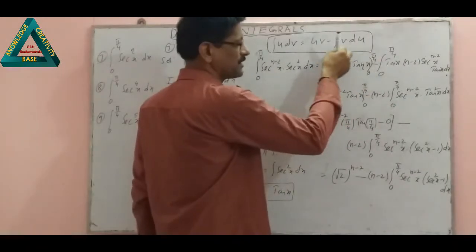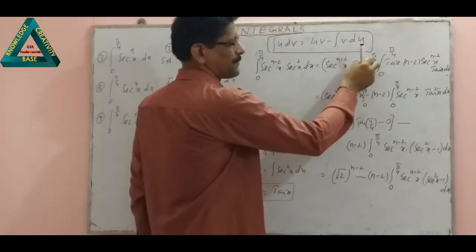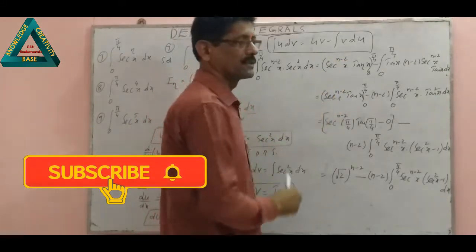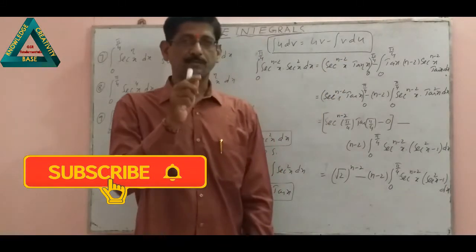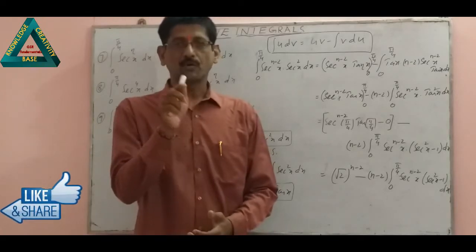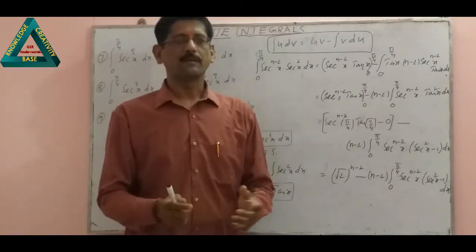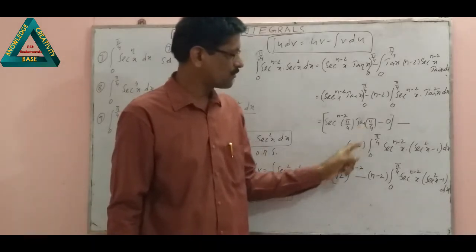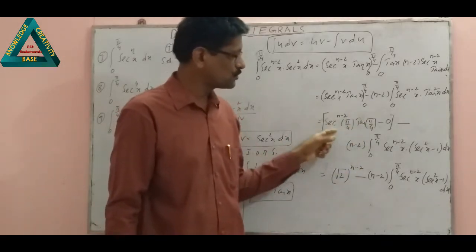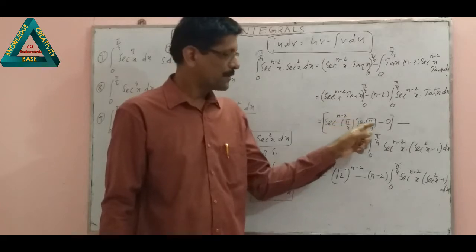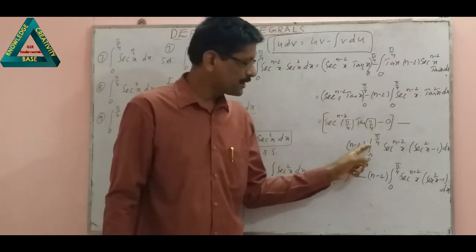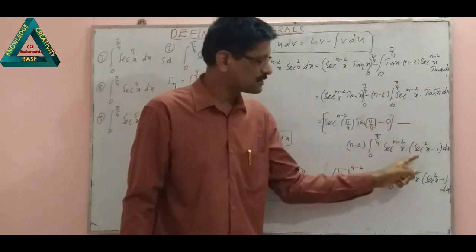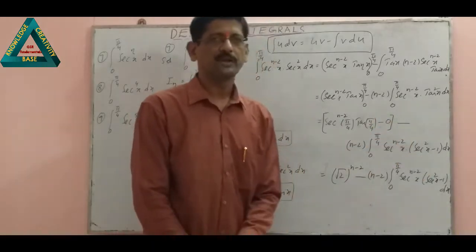By simplifying this value, first put the upper limit in place of x: secant power n minus 2 at pi by 4, meaning secant pi by 4, which is root 2, so root 2 whole power n minus 2, and tan pi by 4 is 1. Totally, this value is root 2 whole power n minus 2, minus n minus 2 integral 0 to pi by 4 secant power n minus 2x into secant square x minus 1, since tan square x can be written as secant square x minus 1, into dx.